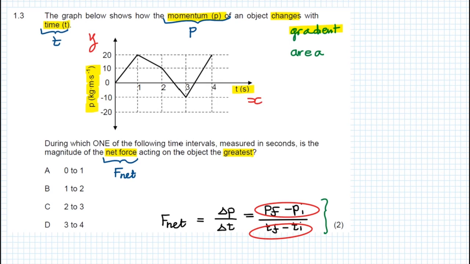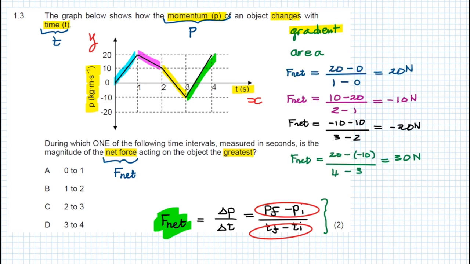So what that means, grade 12s, is that we can calculate the gradient over here to determine the net force, over there to determine the net force between 1 and 2 seconds, over here between 2 and 3 seconds, and lastly over here between 3 and 4 seconds. If we determine the gradients of each of these sections of the graph, we will determine the net force acting during the different time intervals. Now on the right hand side of your screen, you can see I've calculated the different gradients or net forces.